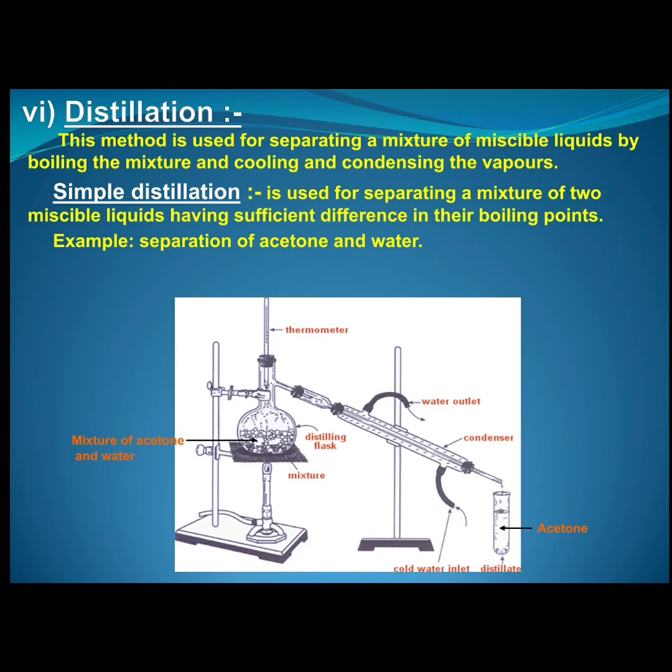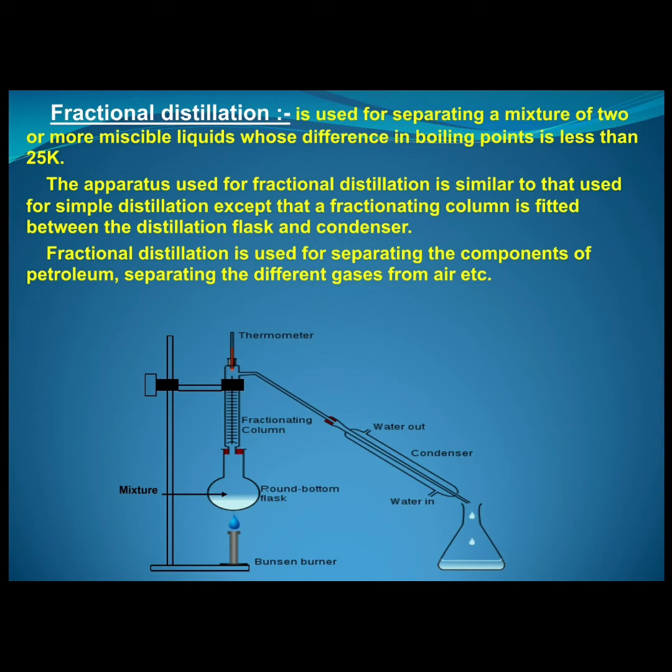And let us go ahead with the classification of distillation. Distillation is of two types. One is simple distillation. In simple distillation we are separating out two components only, and the other one we call fractional distillation. Simple distillation is used to separate acetone and water, whereas fractional distillation, you have studied last year, is used to separate the components of petroleum.